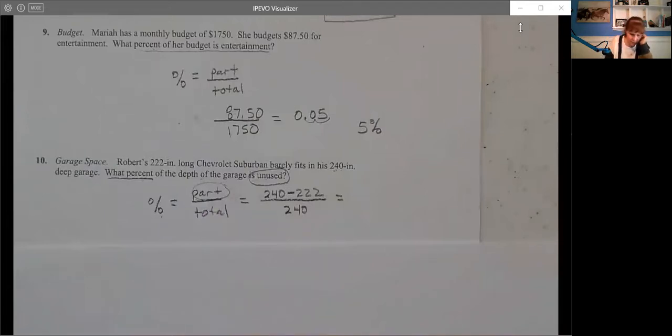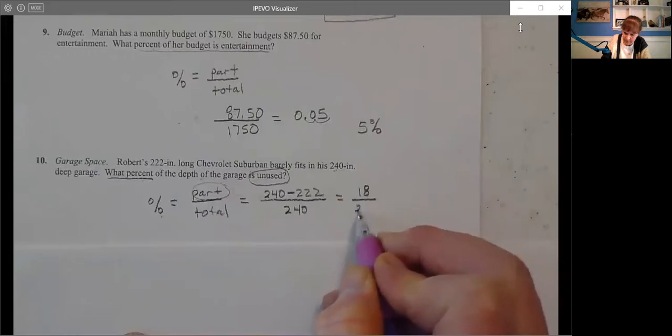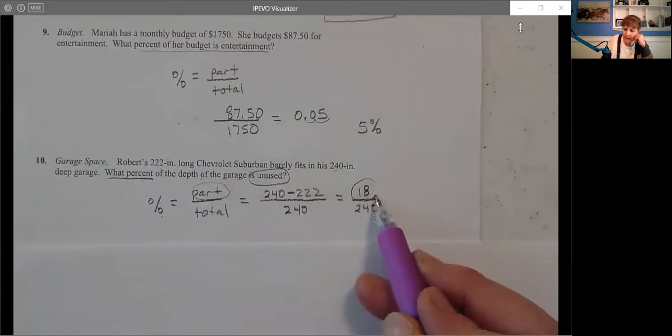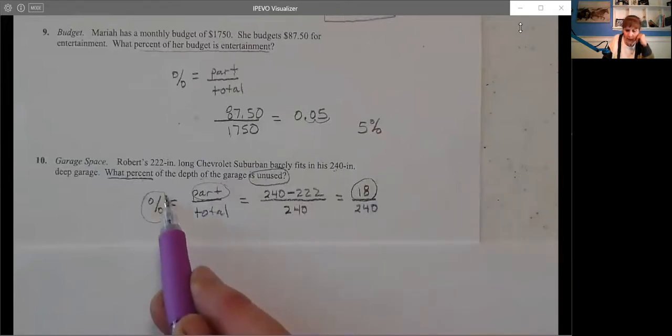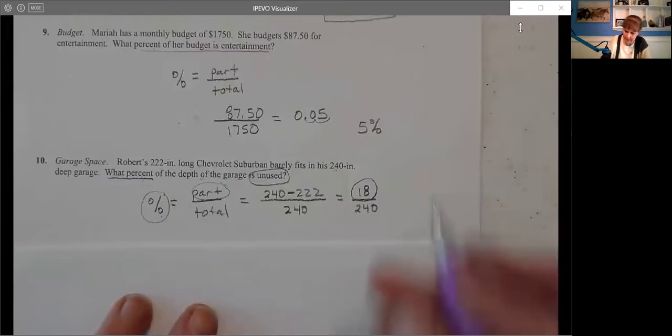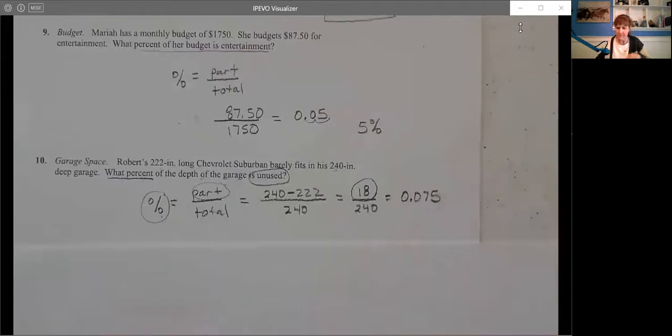So you'll take your 240 minus 222, 18, over 240. So I had to do a little bit of math to find that top number. That's the unused inches, which is not a lot. And this percent I'm going to get out is the percent of unused in the total garage. So 18 divided by 240 is 0.075.